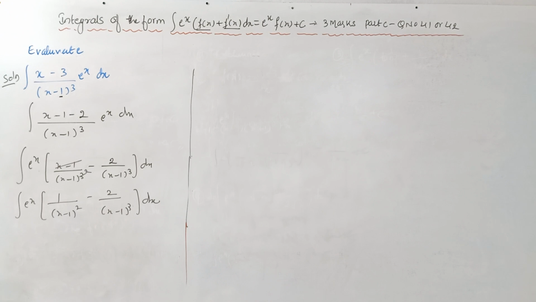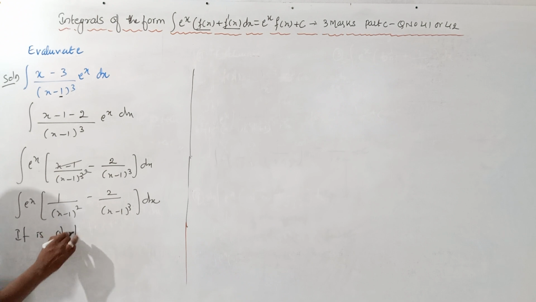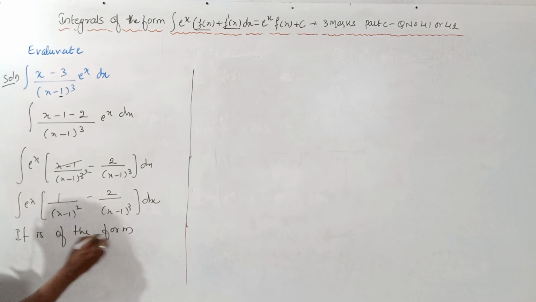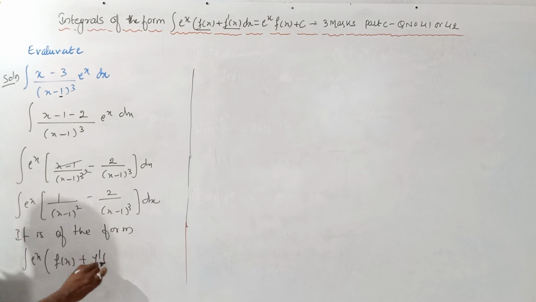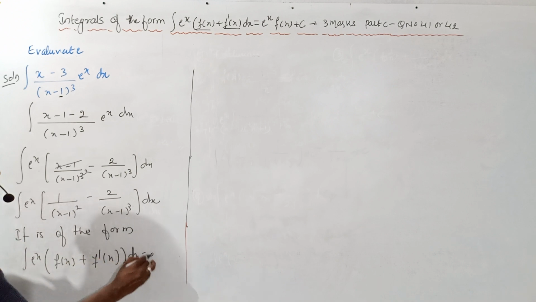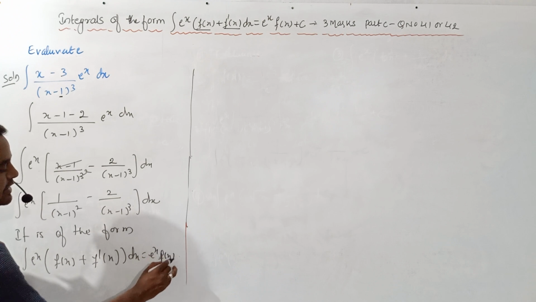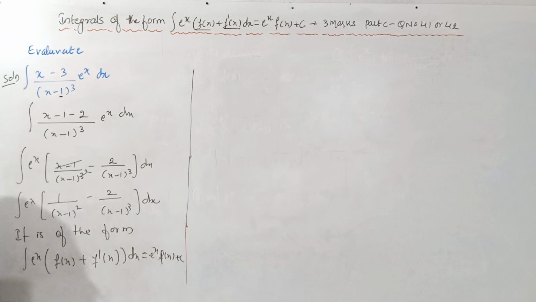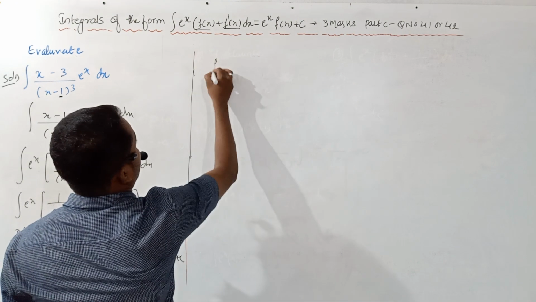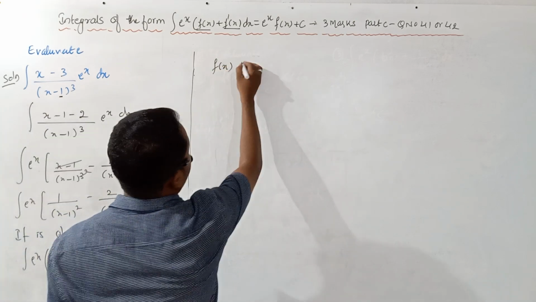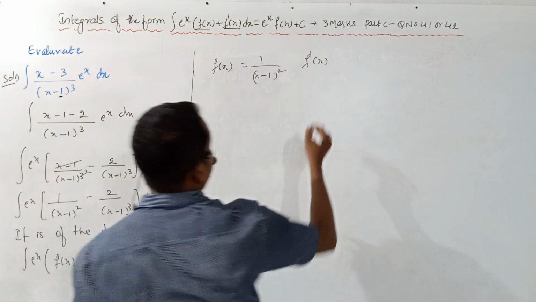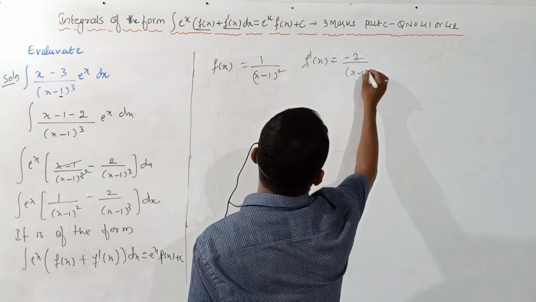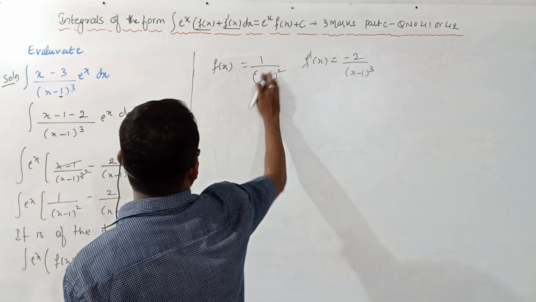It is of the form integration of e raised to x, f of x plus f dash of x dx is equal to e raised to x, f of x plus c. What is the value of f of x here? f of x is 1 by (x minus 1) whole square, and f dash x is minus 2 by (x minus 1) whole cube.